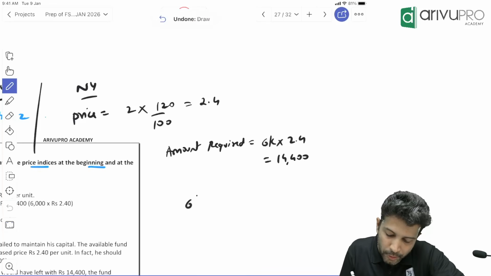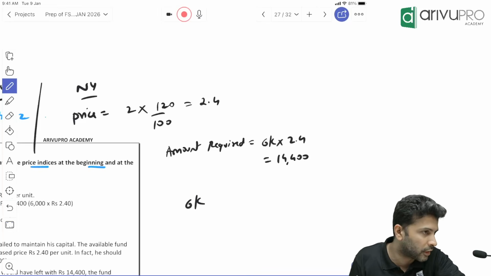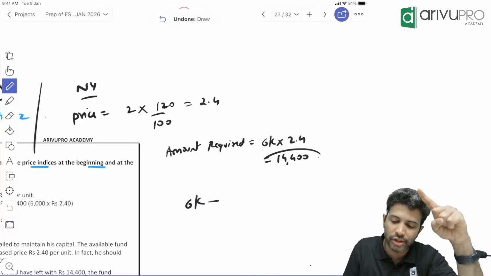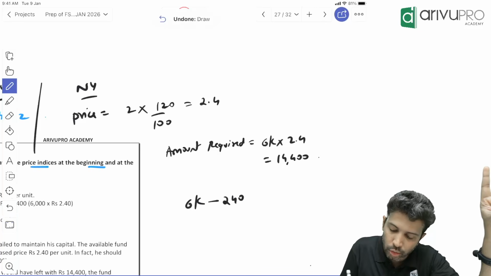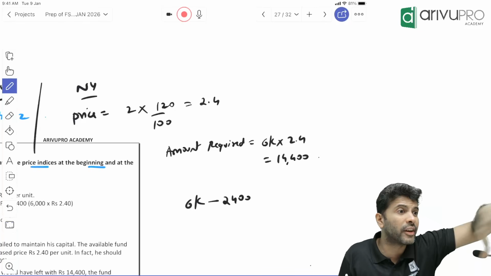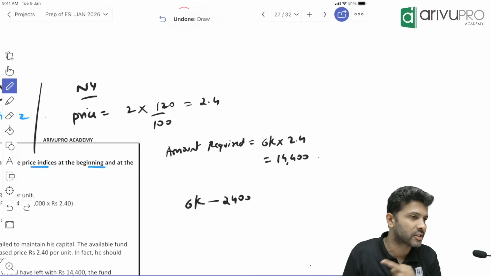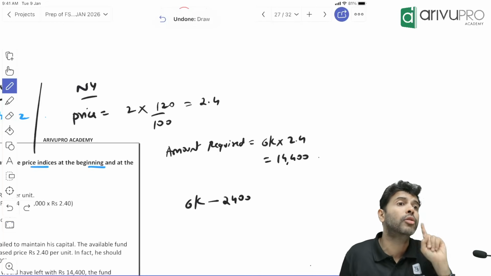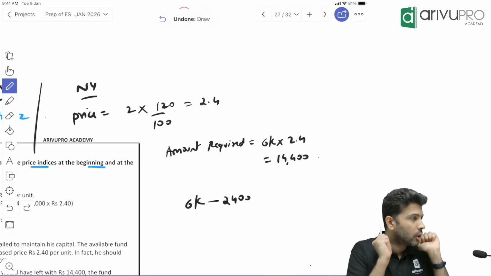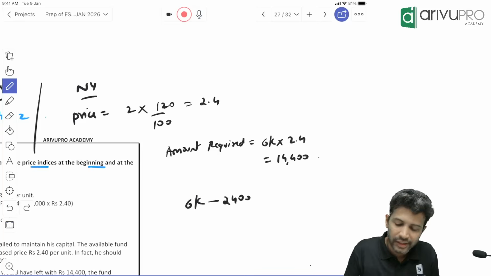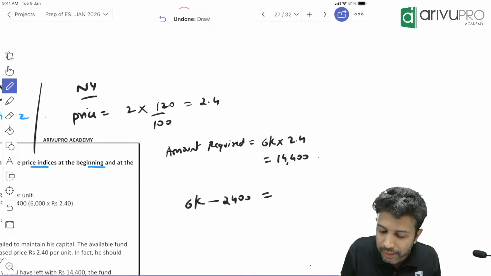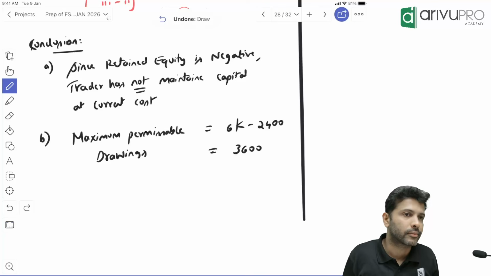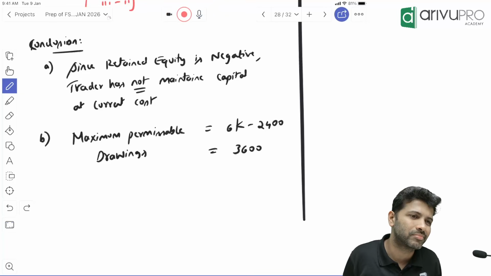How? Okay, check. How much profit did you make? 6,000 rupees profit. In that, how much has the price increased? From 12,000 it has become 14,400. That means 2,400 you'll have to keep, because the price of the goods has increased. Last year you bought it for 12,000. This year you will buy it for 14,400. The price has increased by 2,400, and that much you need to retain. Out of 6,000, 2,400 you have to retain, so you can withdraw only 3,600. That's all, common sense.